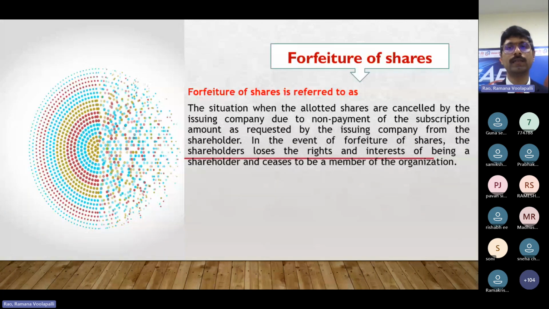Forfeiture of shares. Forfeiture of shares refers to the situation when the allotted shares are cancelled by the issuing company due to non-payment of subscription.